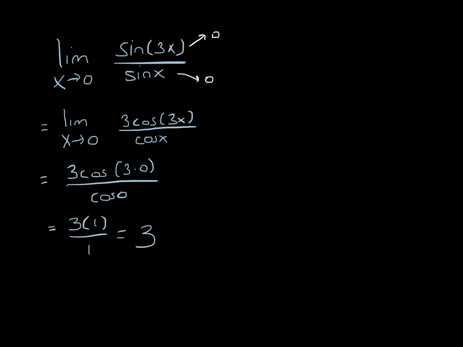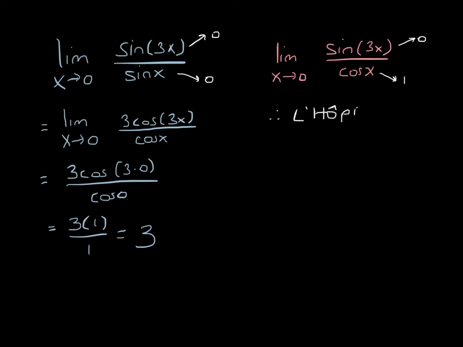But be careful to check before you use L'Hopital's rule, and make sure that you get an indeterminate form. So let's say instead this limit was over cosine x instead. Well, our numerator is still going to 0, but the cos of 0 is 1. This is not an indeterminate form, so L'Hopital's rule does not apply here.